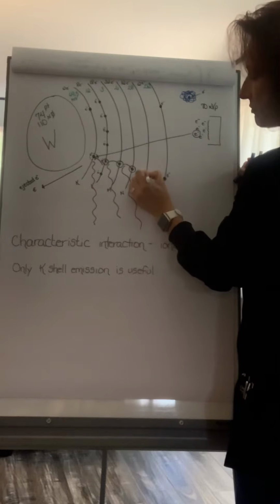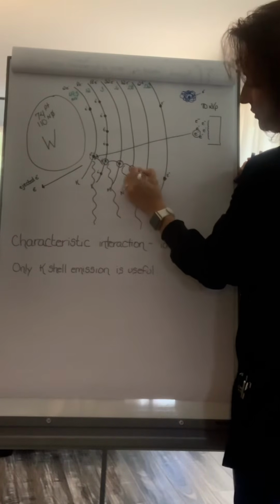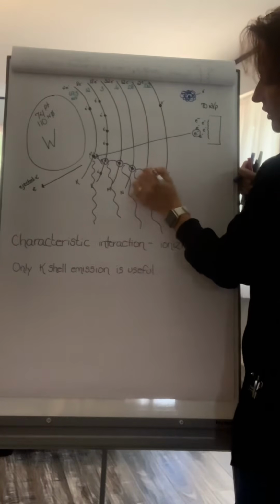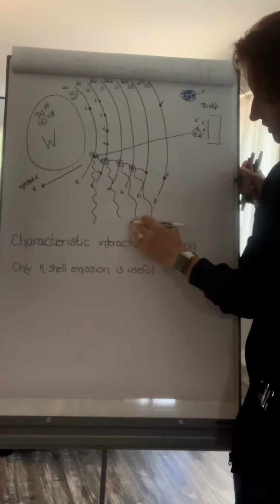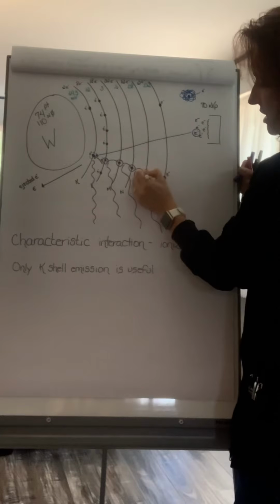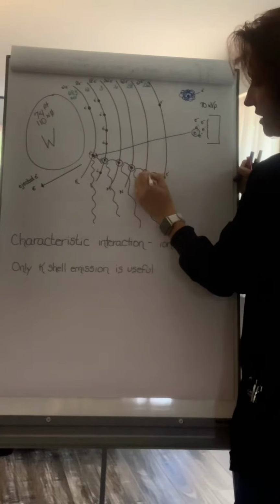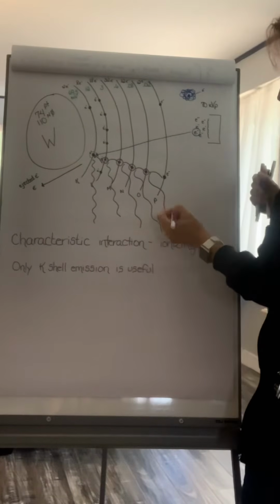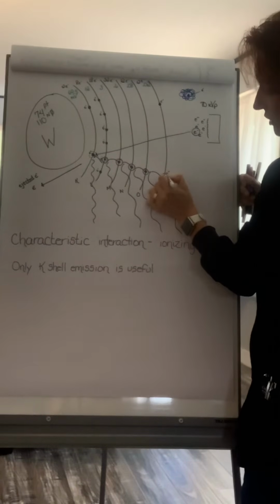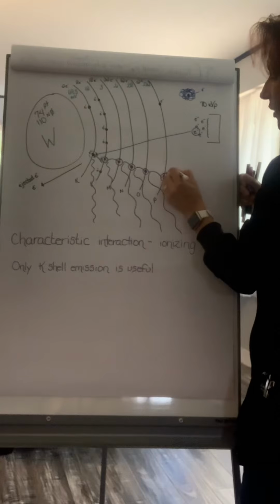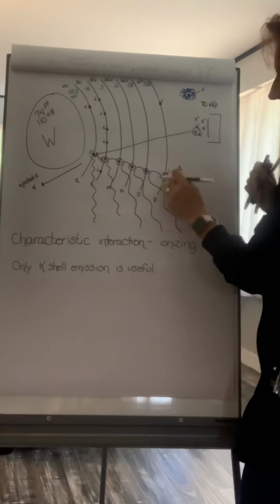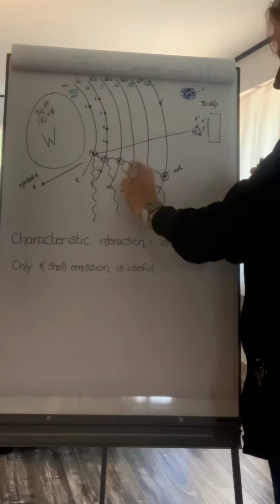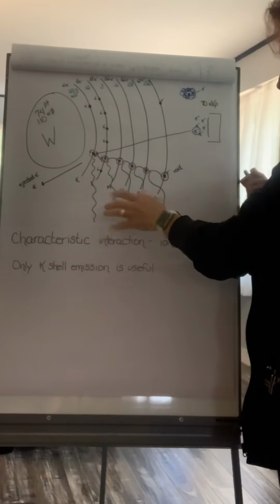Void, one to fill, photon of energy. Notice my photons are getting longer wavelength, less frequency. Void, fills it, really long wavelength photon. So what do you end up with? You end up with a void in the outermost shell, okay? So at the end, we call this the characteristic cascade, correct?